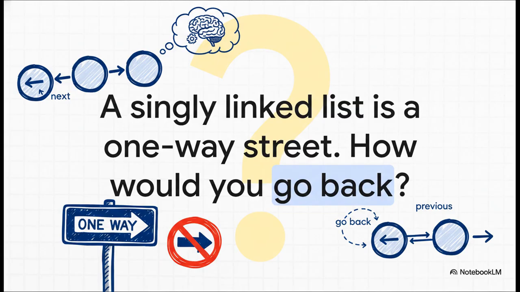So that brings us to one last thought to chew on. We've seen that in a singly linked list, we can only go forward, right? Following those next pointers is like driving down a one-way street. But what if you needed to go backwards? What if you needed to reverse? What kind of data structure would you reach for then? Something to think about.